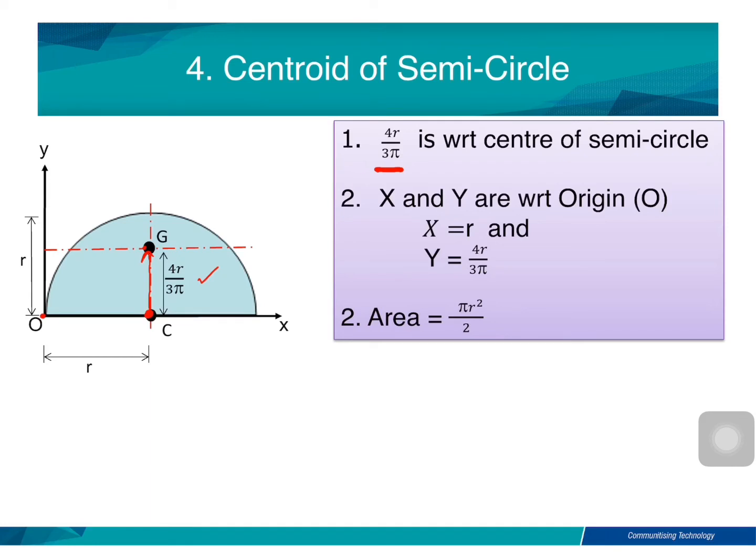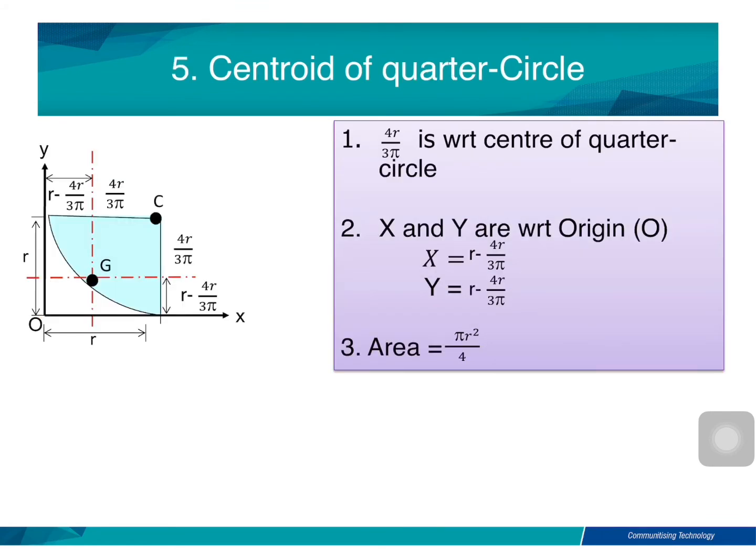And then number 2, x and y are with respect to the origin. So when we take the origin, to locate the centroid of the semicircle, from the origin here is r, and from the origin to the centroid is 4r divided by 3 pi. And then the third one is area. The area is pi r squared divided by 2. Okay, next, number 5, the centroid of the quarter circle.